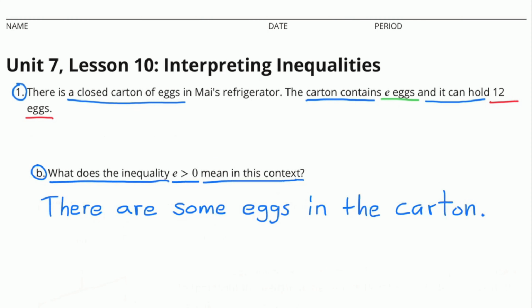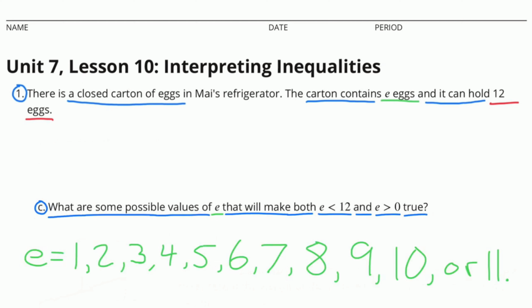B. What does the inequality E is greater than 0 mean in this context? There are some eggs in the carton. C. What are some possible values of E that will make both E is less than 12 and E is greater than 0 true? E could be any value from 1 to 11.